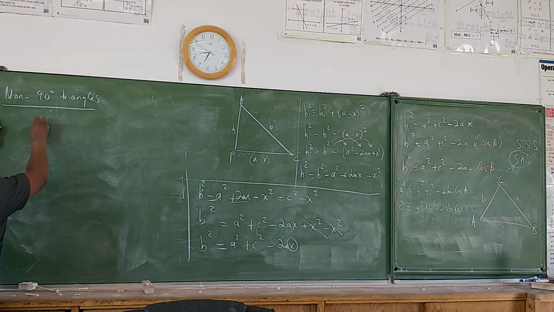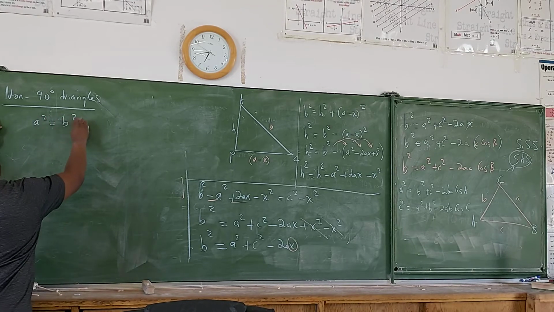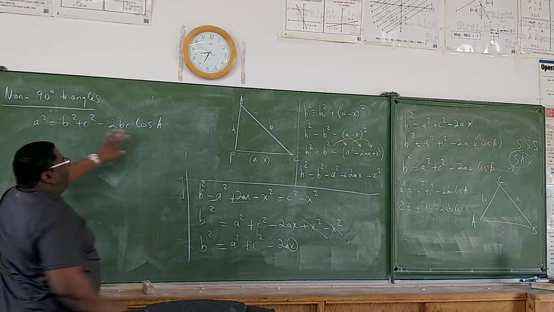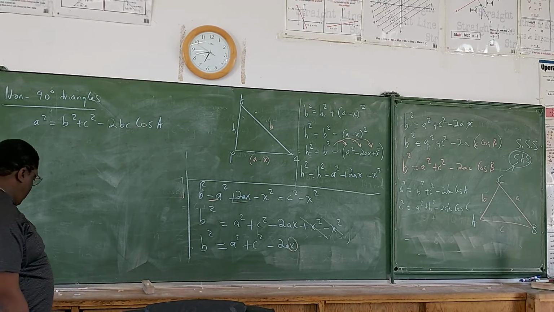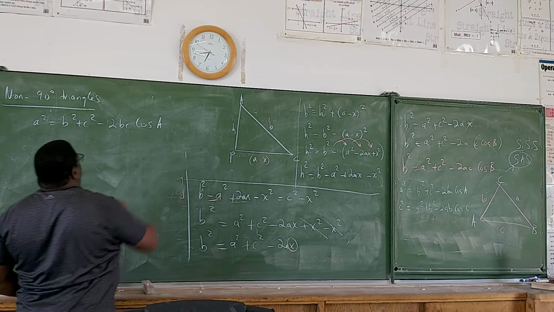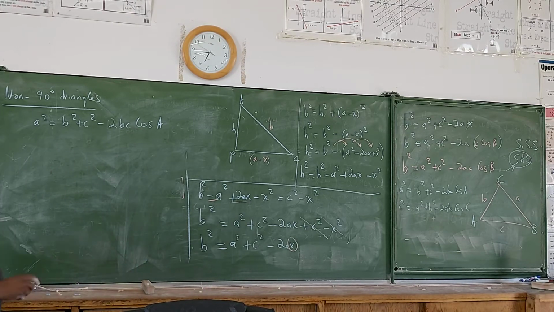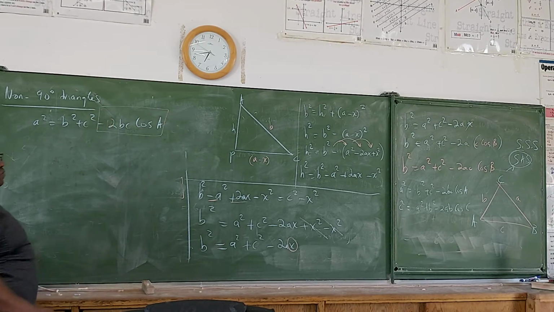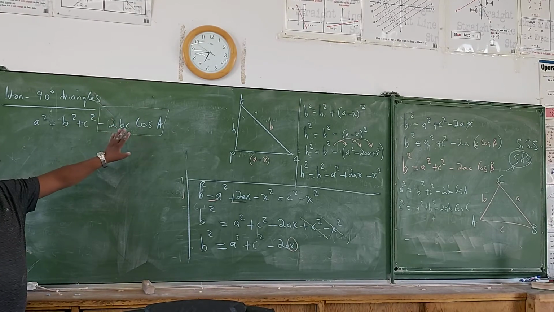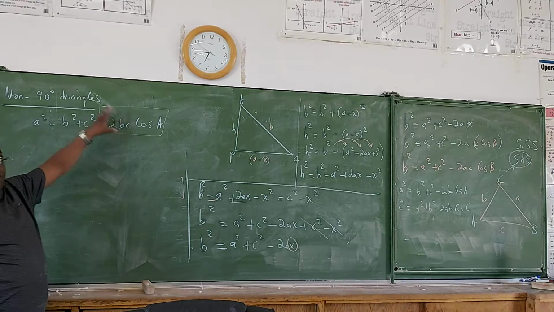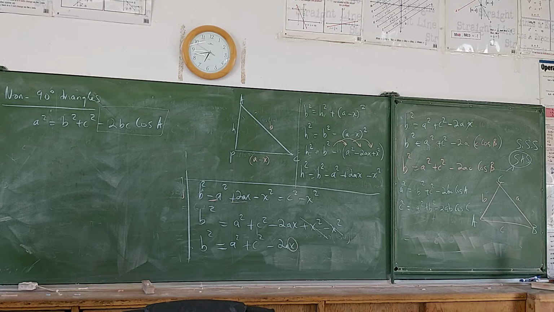So if I take the cosine rule, a squared equals b squared plus c squared minus 2bc times cos A. The objective here is to make cos A the subject of the formula. Are you with me? Right. This whole term is negative. There are three terms here, and I don't like that term to be on the negative side. So I'm going to take that whole term and put it to the left side. Do you understand me?